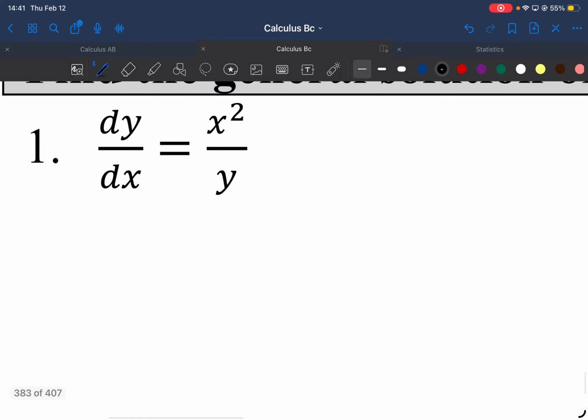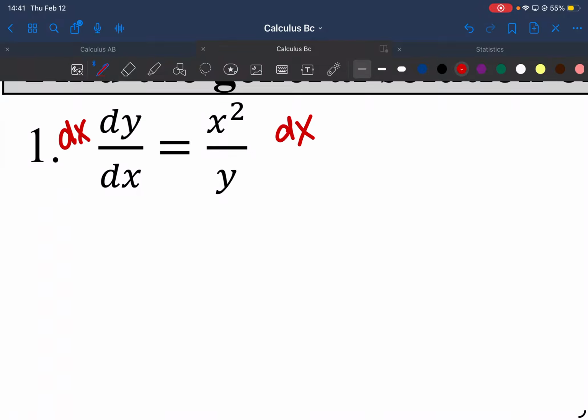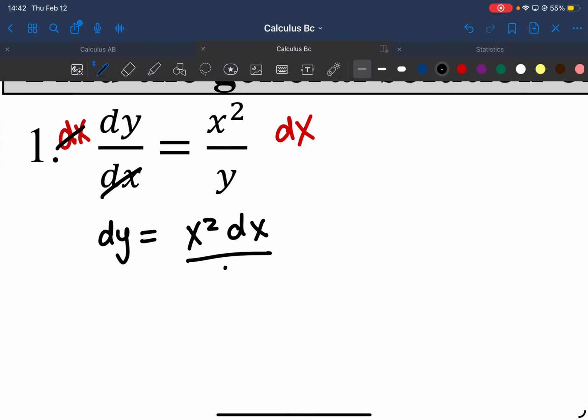The idea behind this is we need to get the same variable and everything related to it on the same side. So for example, x and dx need to be on the same side, and y and dy have to be on the same side. That's why it's called separation of variables. So in order to do that, I can multiply both sides by dx. That will cancel out the dx there, and so I have dy is equal to x squared dx divided by y.